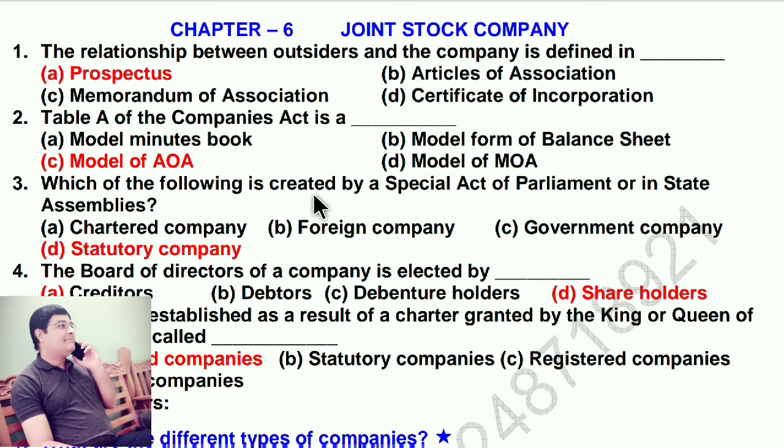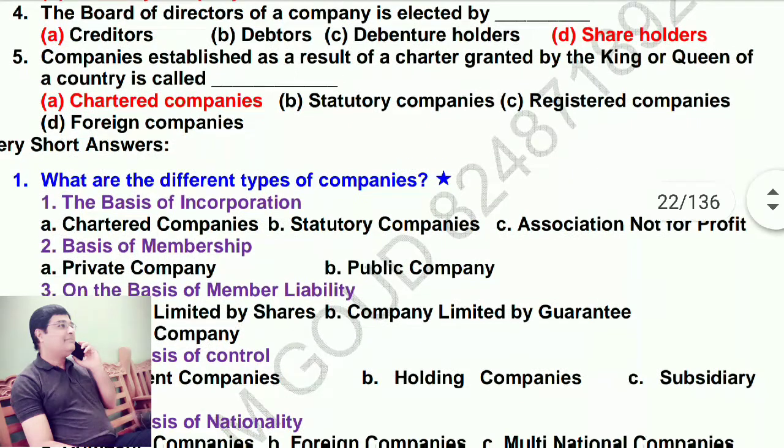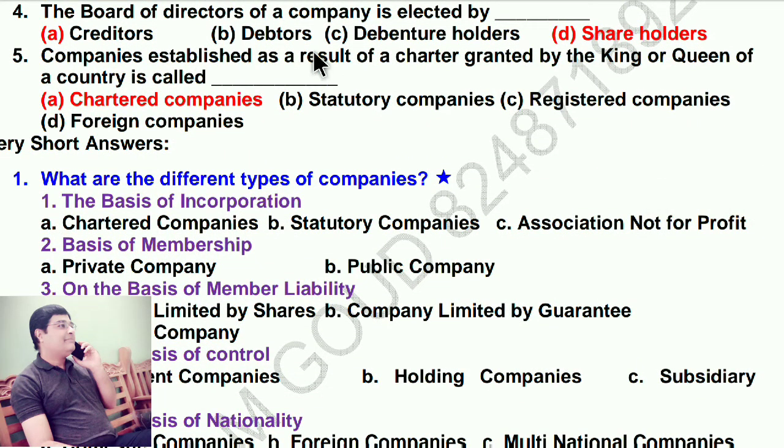Which of the following is created by a special act of parliament or state assembly? Statutory company. The board of directors of a company is elected by shareholders. Companies established as a result of a charter granted by a king or queen of a country are called chartered companies. So charter means chartered company, which is granted by a king or queen.